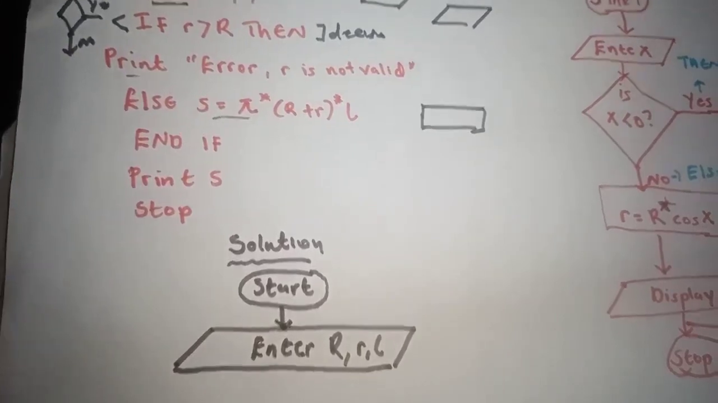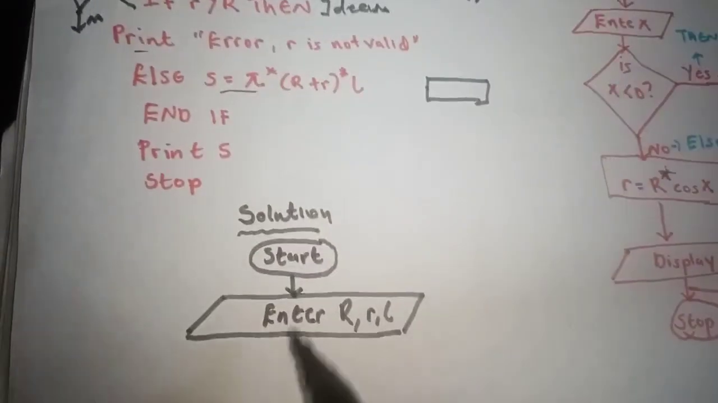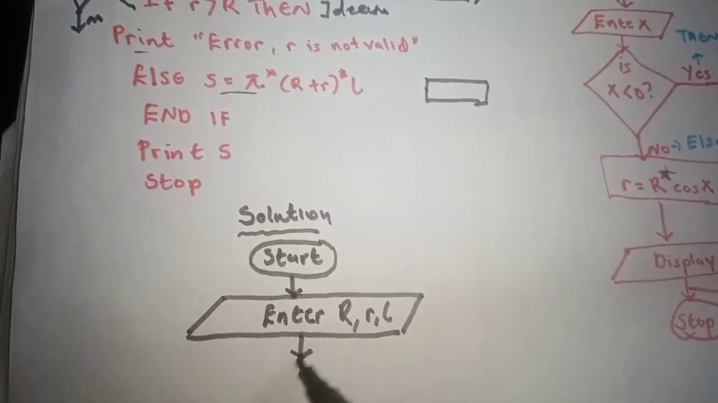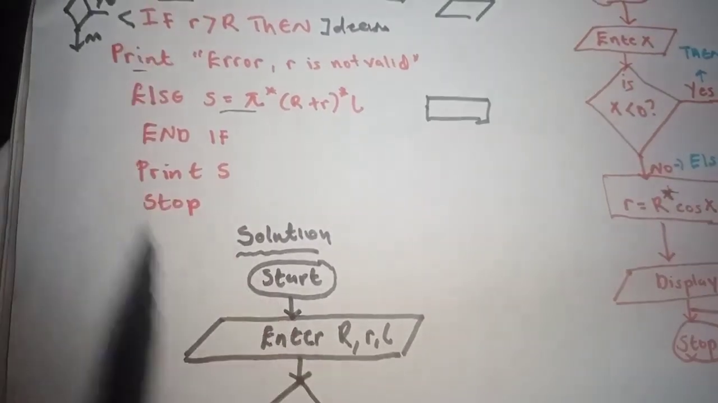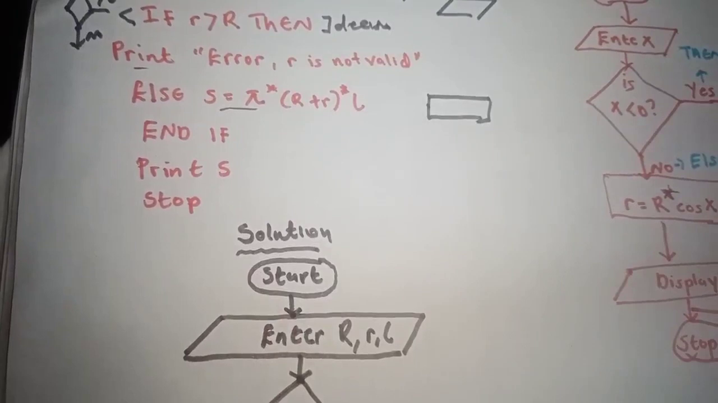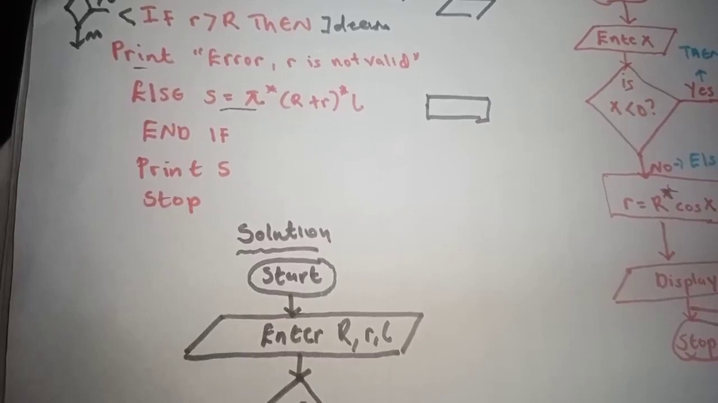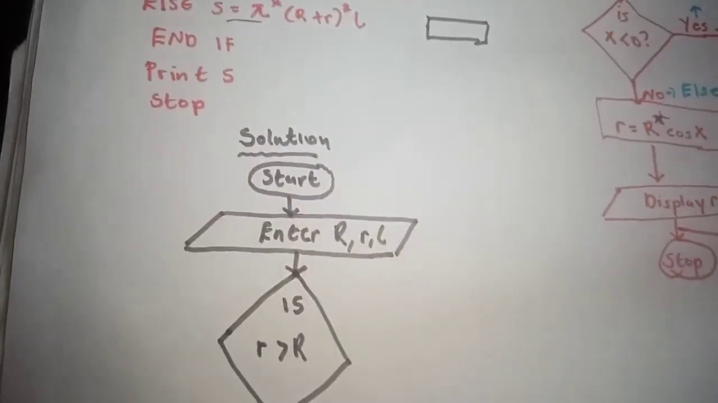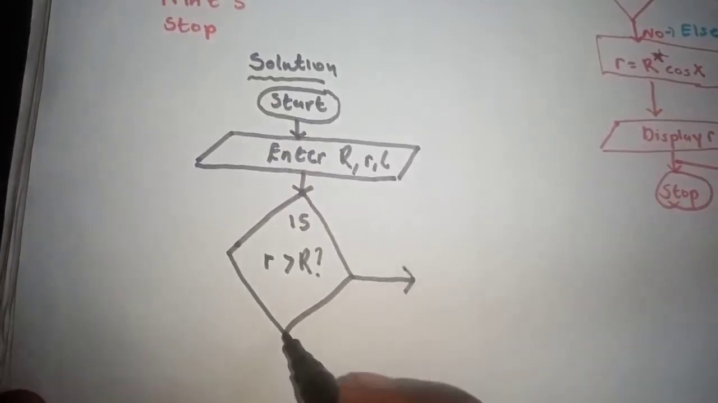After this you have if. What shape do you use? A diamond. So you write a diamond. Here in the diamond, if becomes is. So write is R greater than R, then you put a question mark. This is a question now. You have two sides, you have this side, you have this side.